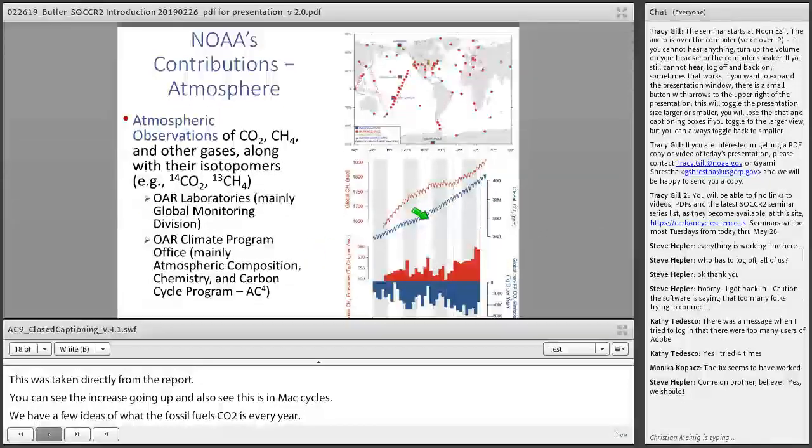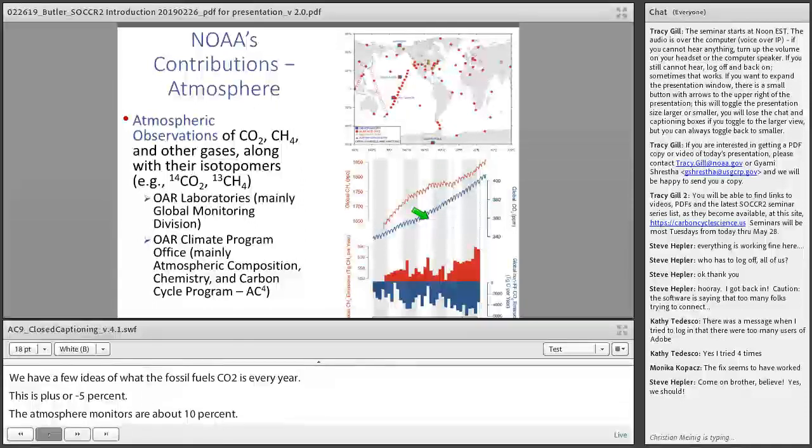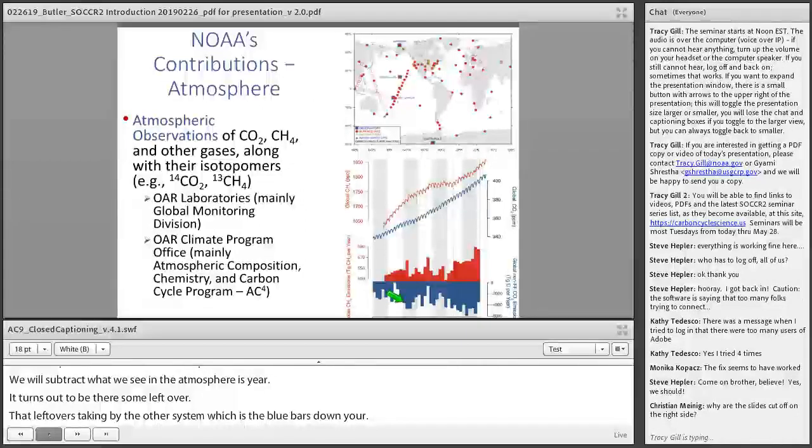And if you look at that and say, okay, we're going to subtract what we see in the atmosphere each year from what's emitted each year, and it turns out there's some left over. And that leftover is taken up by the Earth system, and that is these blue bars down here. And that's a measure of how much CO2 is taken up by the ocean and the terrestrial systems. How much of the fossil fuel CO2 has been taken up by those systems. That is a very important constraint on atmospheric models to try to understand the system.